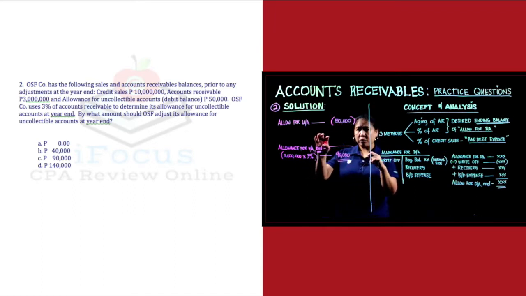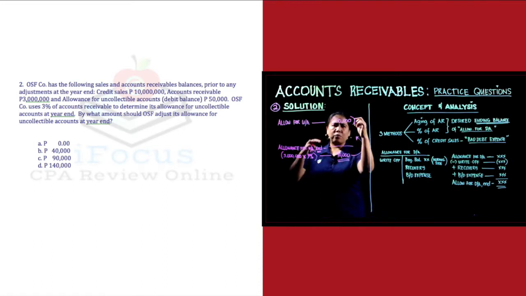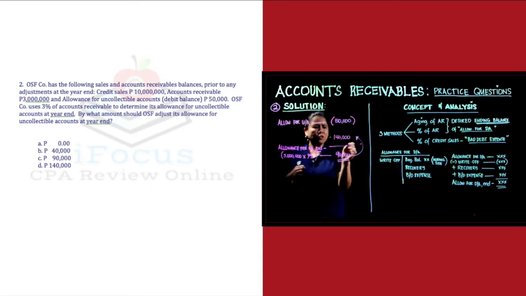Now, ang tinatanong ng problem is kung magkano yung i-adjust natin sa ating allowance for uncollectible accounts, yung adjustment. So, magkano kung 50 ito at 90 ang ending balance natin, meron tayong 140,000 na i-adjust. At ano itong 140,000? Yan po ang ating bad debts expense. Alright? So, our answer is letter D.